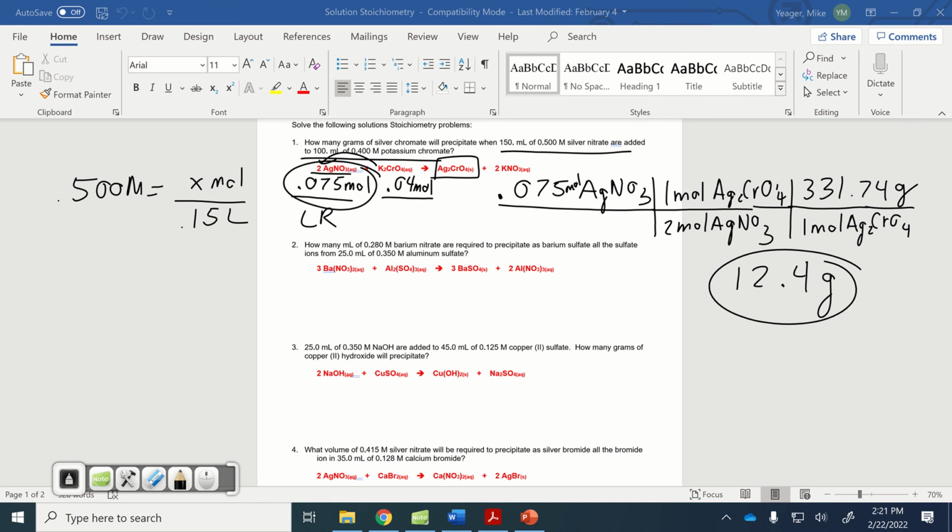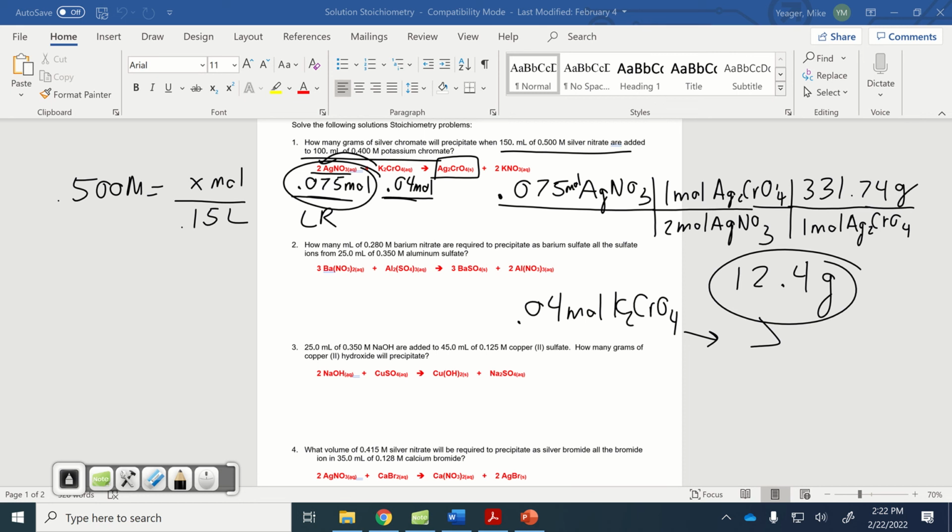So in this case, what I did again was I converted both of the molarities to moles. That's what I got here. I figured out which one's the limiting reactant. And then I used that one to help me solve for the mass of silver chromate. And again, what I could do is start out with the 0.04 moles of potassium chromate, and what I would find is that it would give a greater amount than the 12.4 grams. I'll go and do that for you real quick.